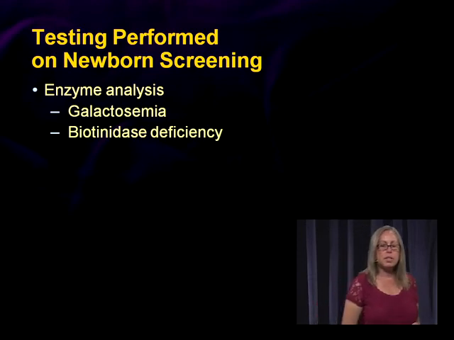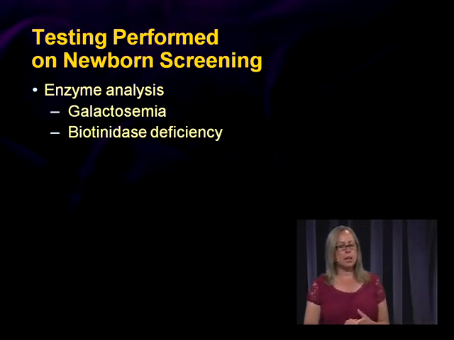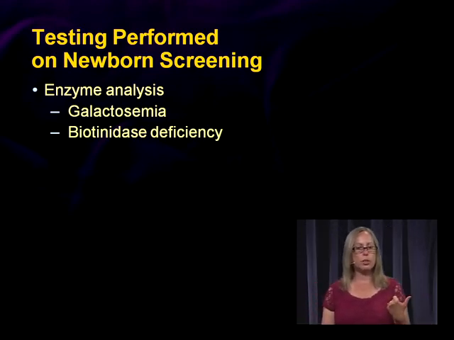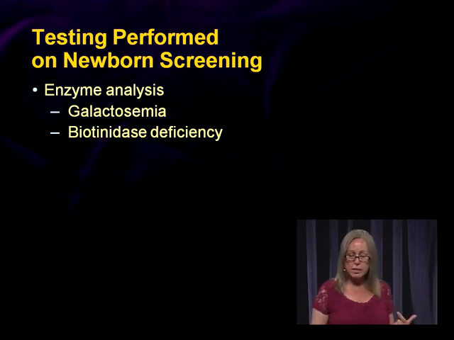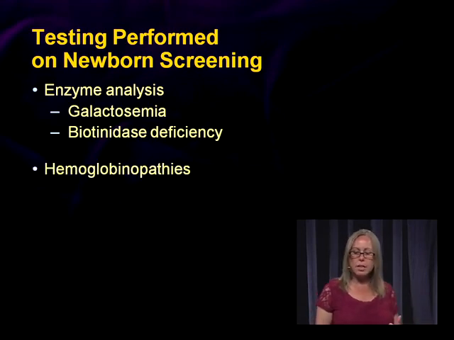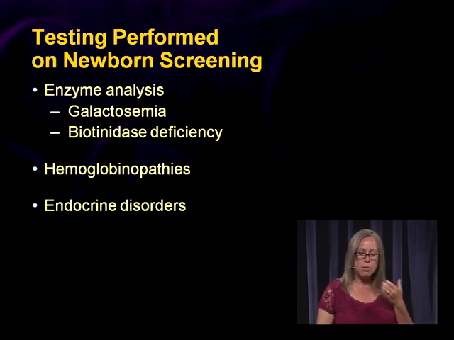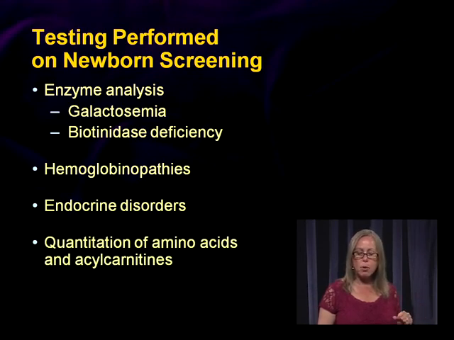So the types of tests that we do on newborn screening include enzyme analysis, and those are primarily for galactosemia and biotinidase deficiency. Hemoglobinopathies are tested for with protein analysis. You can also see endocrine problems on there like CAH and hypothyroidism. And then we quantify amino acids and acylcarnitines for our inborn errors of metabolism.